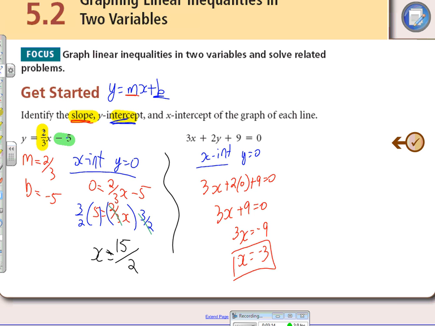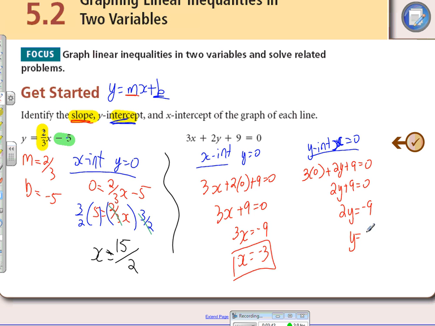We're going to do the same thing for the y-intercept now. We're going to make x equal to 0. All right, so 3 times 0 plus 2y plus 9 equals 0. So 2y plus 9 equals 0. Subtract over the 9. 2y equals -9. Divide by 2. Y equals -9/2.